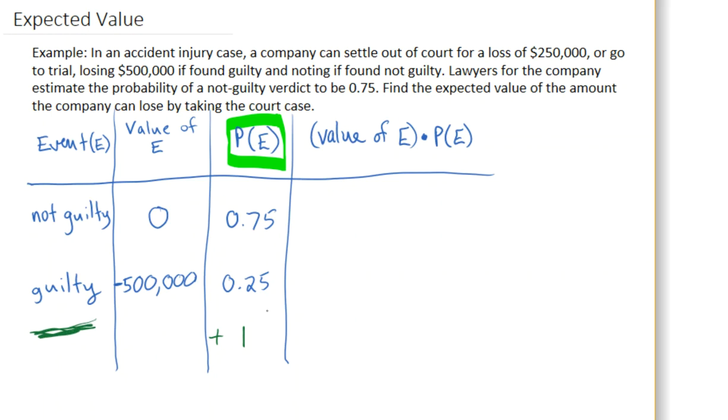In this case, that's kind of a reverse logic thing because we got our second probability by finding its complement. But in the next example, you'll see that sometimes you have to make sure you have them all by making sure it adds to 1.